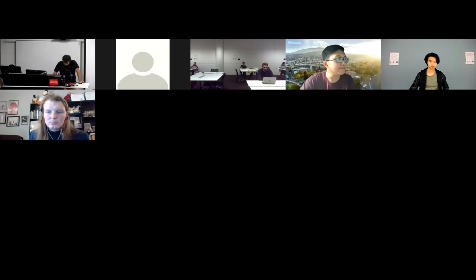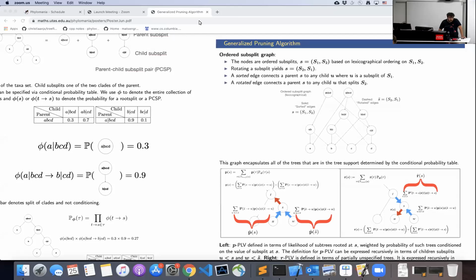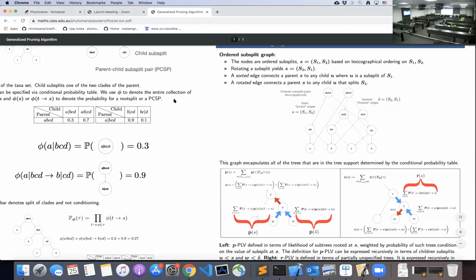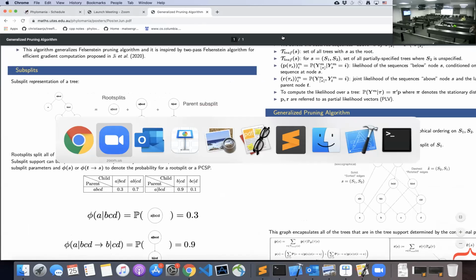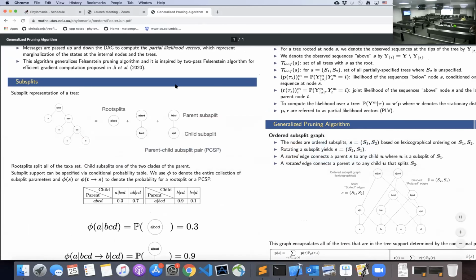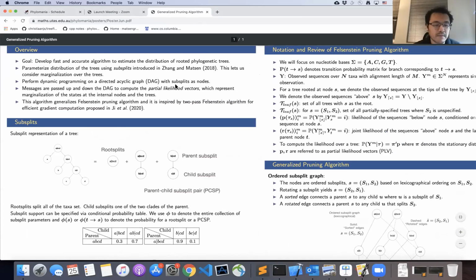And our last poster presenter for today, who we've heard from earlier, is Songhwan Jun. He's going to be talking about generalized pruning. So if you could share your poster with us, Song. Yep. Can you see it? Yes. Okay, thank you for the introduction.